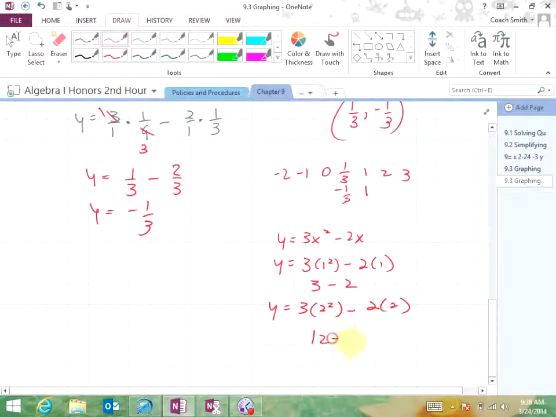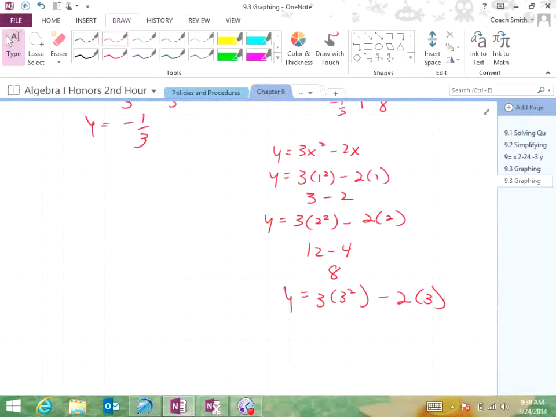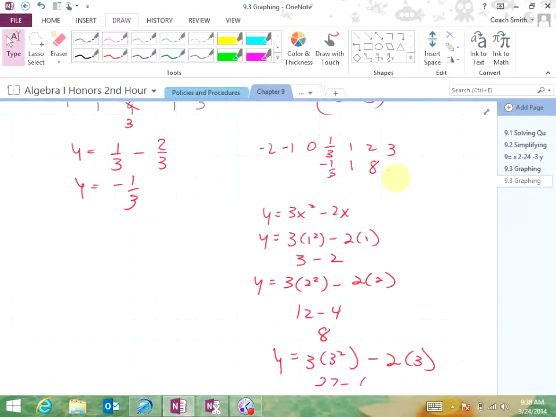So you have 12 minus 4, which is 8. Then we plug in the 3. That's 9, 27. Wow. It's going to be a huge graph. So you get that one. We may do without that one if we can once we get it starting to draw.